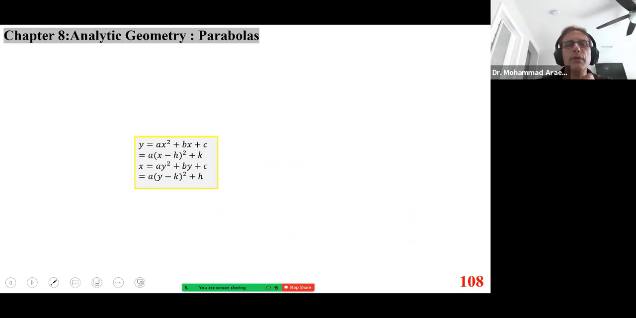We want to look at parabolas, and going back to intermediate algebra, I want to remind you what we did. Y equals ax squared plus bx plus c. That's the standard form. Y equals a times x minus h quantity squared plus k. That's the vertex form. This is for the parabolas that open up and down. When a is positive, opens up. When a is negative, opens down.